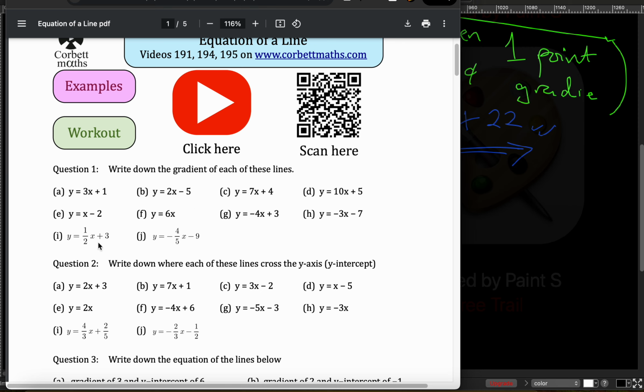Let's talk about that in a second. They want us to write down, on each of these lines, where each line crosses the y-axis. It crosses the y-axis here at y = 3, at y = 1. You get the point? At y = -2, at y = -5. So you can just identify the rest of these.